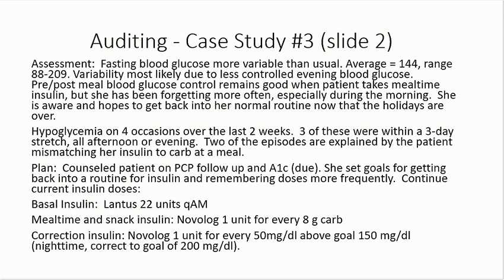The patient had hypoglycemia on 4 occasions over the last 2 weeks. 3 of these were within a 3-day stretch, and all of them occurred in the afternoon or evening. 2 of the episodes are explained by the patient mismatching her insulin to carb intake at mealtime. The patient was counseled on a PCP follow-up and an A1C, which is due. She set goals for getting back to her routine for insulin and remembering doses more frequently. She is to continue on the current insulin doses, and the provider lists the insulin doses for the basal, mealtime and snacks, and correction.